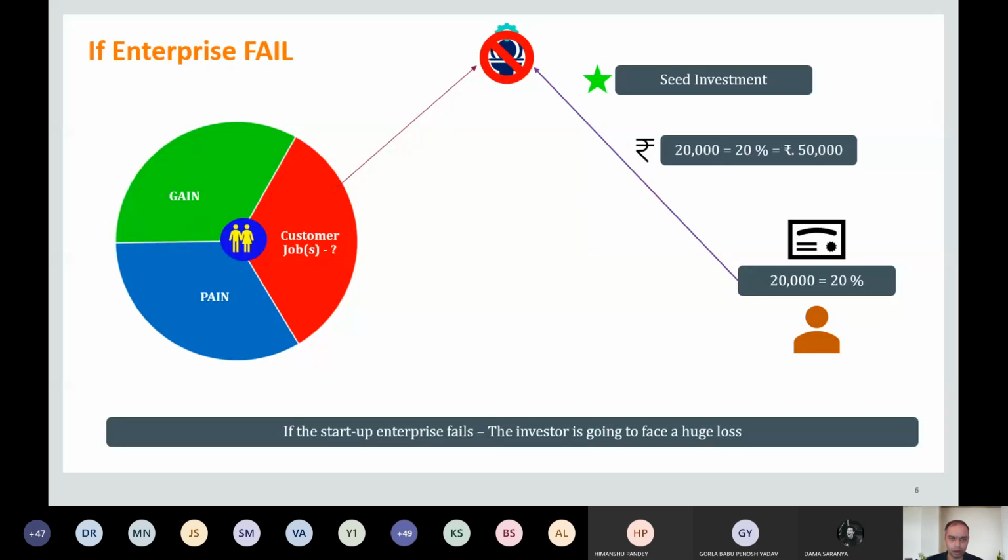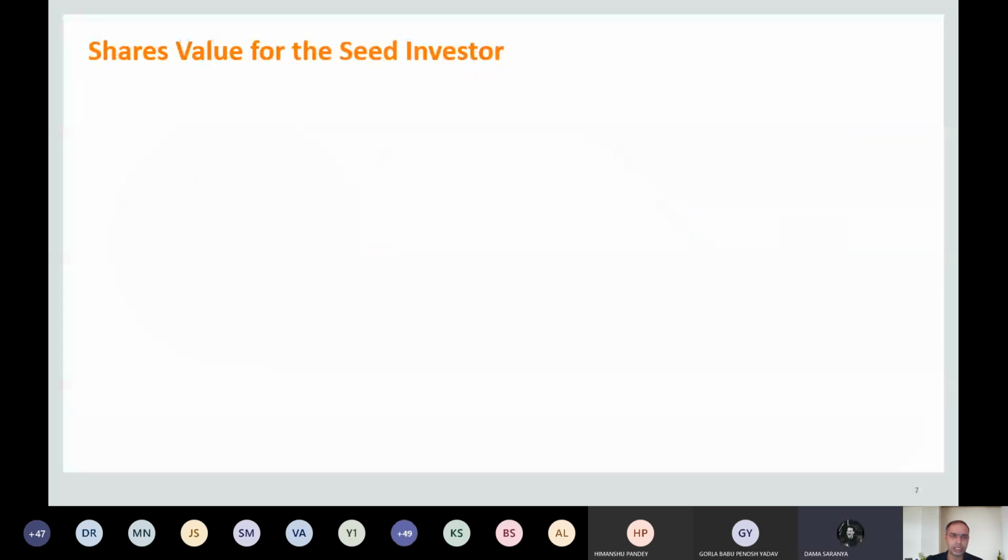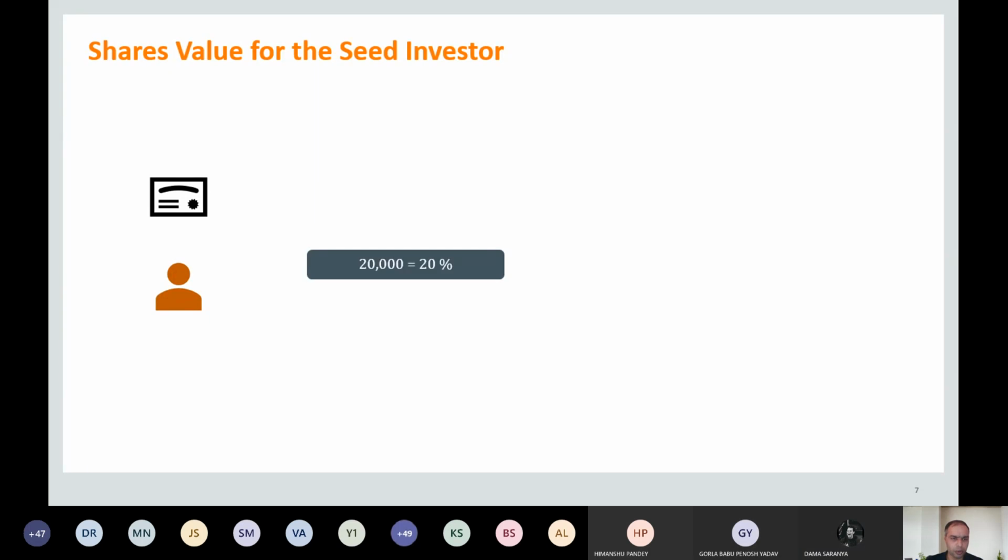You will have to undergo a lot of legal issues to settle the matter with your investor. So you should make sure that your company is not failing at this point. Then what is the share value? Now you got it. Your investor bought 20% of your shares for 50,000 rupees.